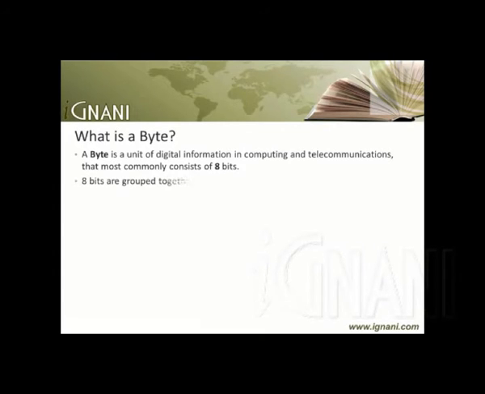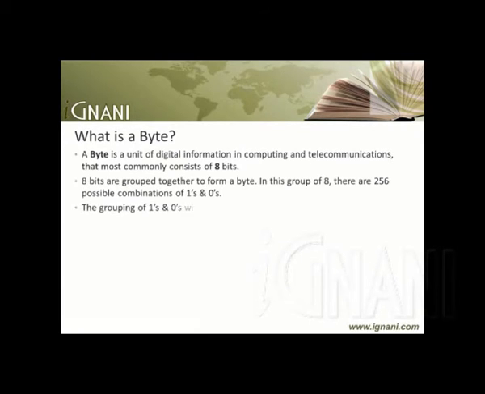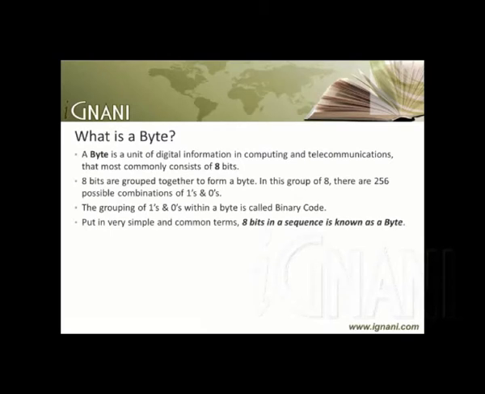8 bits are grouped together to form a byte. In this group of 8, there are 256 possible combinations of zeros and ones. The grouping of zeros and ones within a byte is called binary code. Bits are practically always bundled together into 8-bit collections, and these collections are called bytes. Put in very simple and common terms, 8 bits in a sequence is known as a byte.